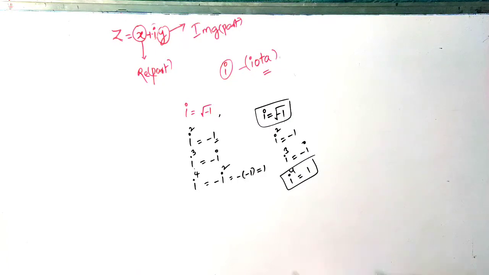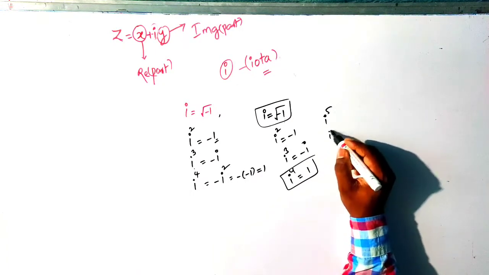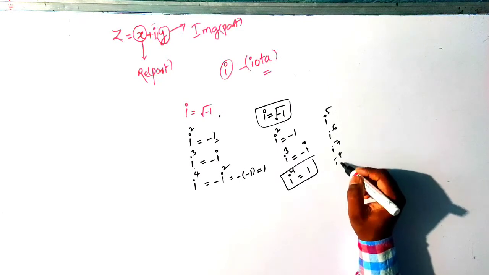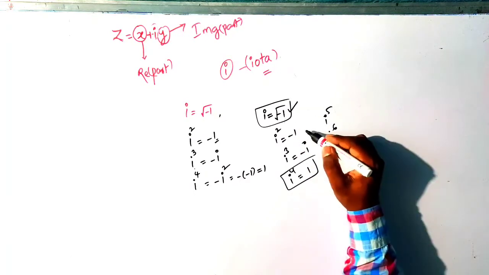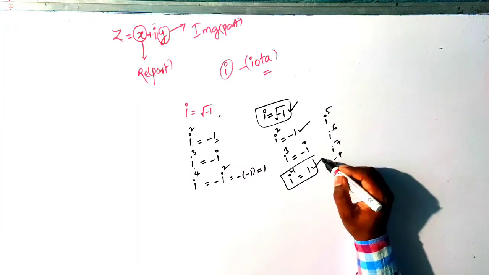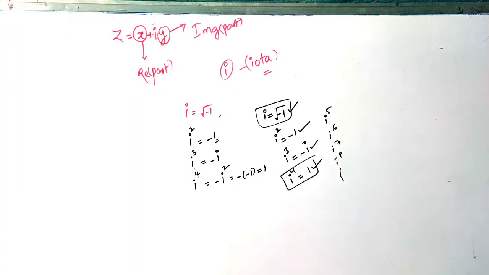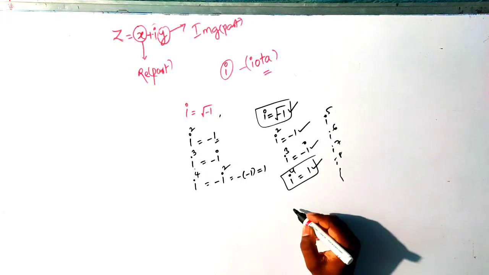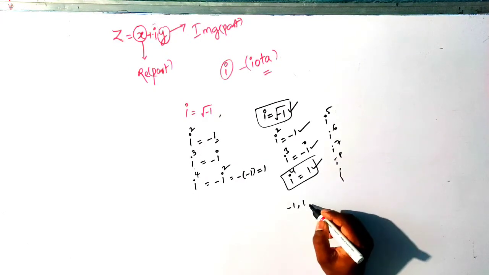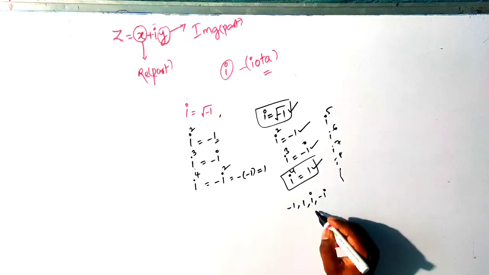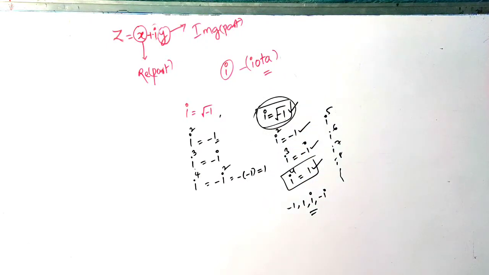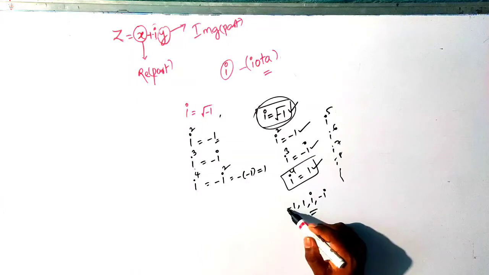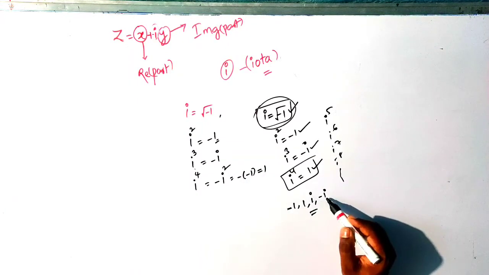Clear? So take any values: i power of 5, i power of 6, i power of 7, i power of 8, like that. Which values do we get here? Either root minus 1, or minus 1, or 1, or minus i. So we get 1, minus 1, i, minus i. These values we get only. Clear? Only i equals square root of minus 1. So all remaining values are either minus 1, or 1, or i, or minus i.